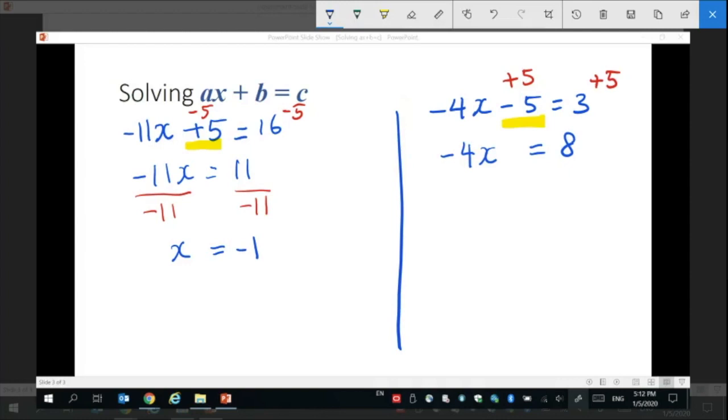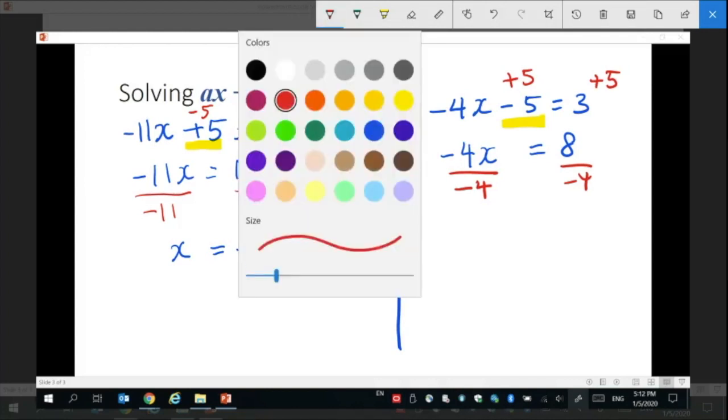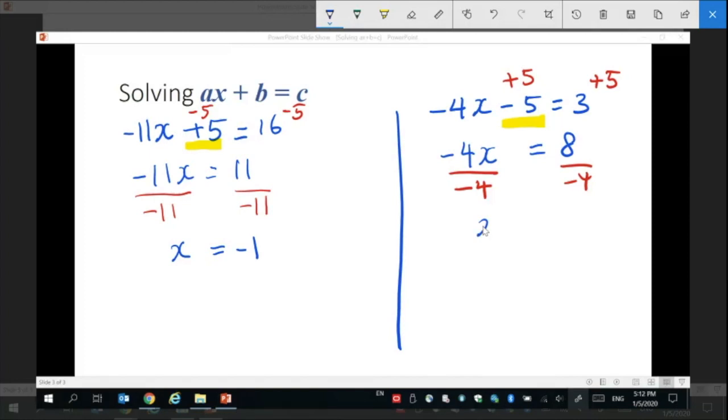There's a minus 4 or negative 4 for the coefficient of x. So I need to find out what is my x. So I'll need to divide by negative 4 on both sides of the equation. So negative 4 divided by negative 4, I'll get a positive 1. So the left-hand side will become a positive 1x, which is x. So x is equal to 8 divided by negative 4, which is negative 2. So x is equal to negative 2.